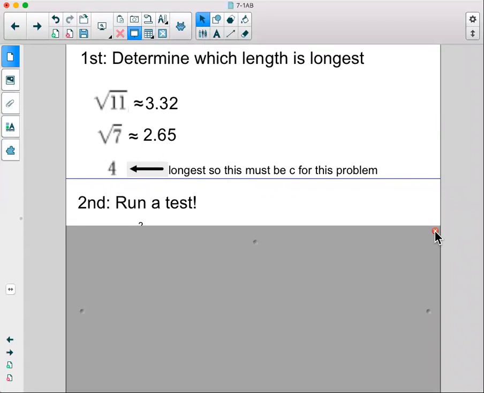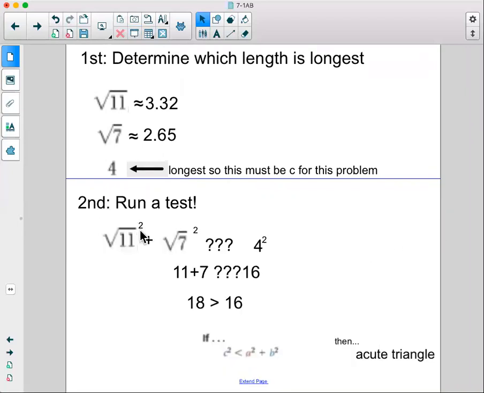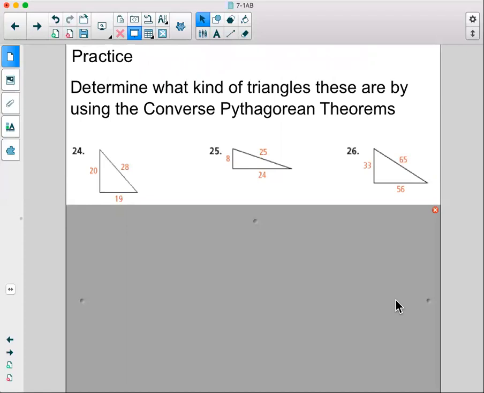Now you can run your test. Remember, square root and squaring undo each other, so out pops the 11. Square undoes square root, they're inverse operations, so out pops the 7. And over here, 4 squared is 16. When we compare the two, we see that c squared is too little, so we have an acute triangle. So practice on your own paper and then press play for the solution.